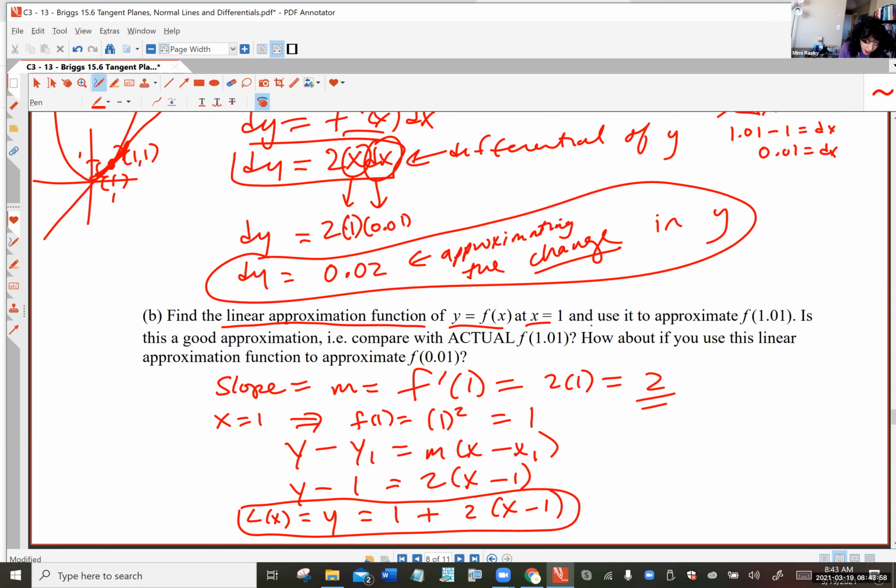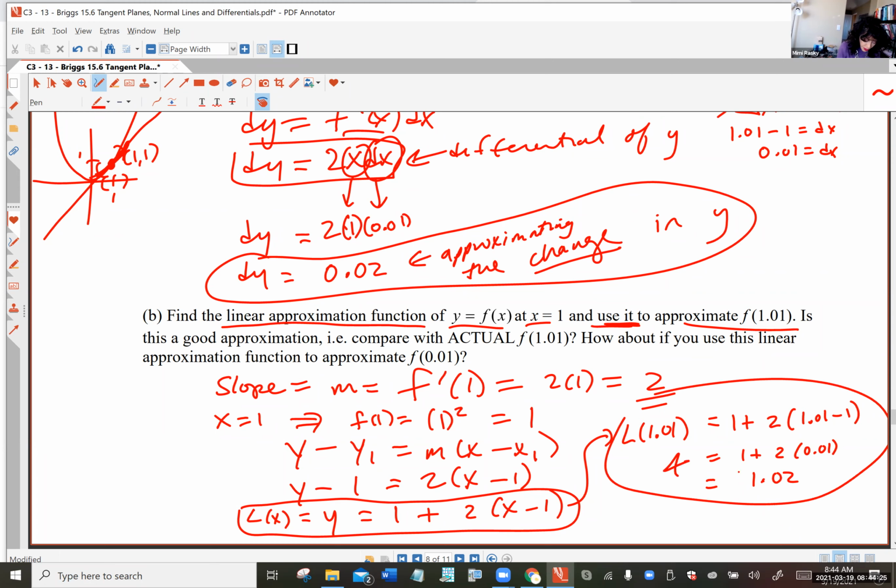Now what? We're going to use it to approximate f evaluated at 1.01. So the linear approximating function evaluated at 1.01 is 1 plus 2 times 1.01 minus 1, and then you get 1 plus 2 times 0.01, and I get 1.02. Okay, now is that a good approximation?